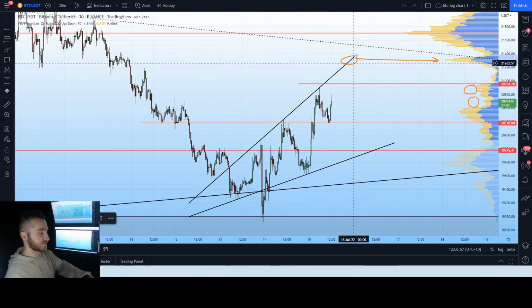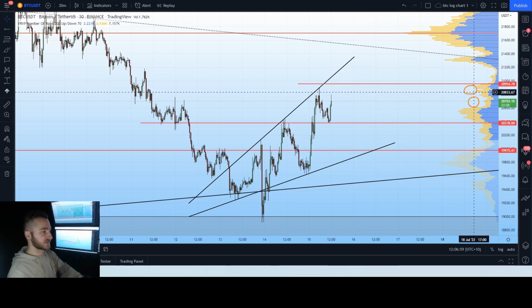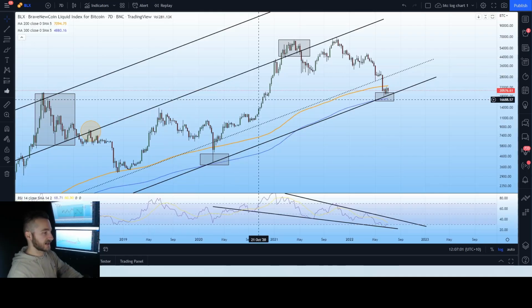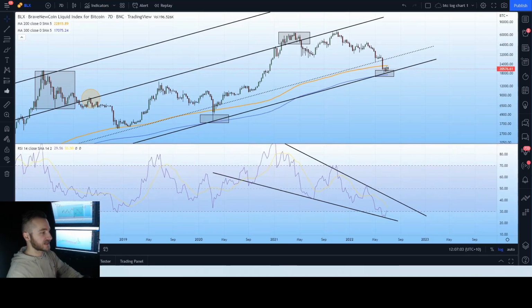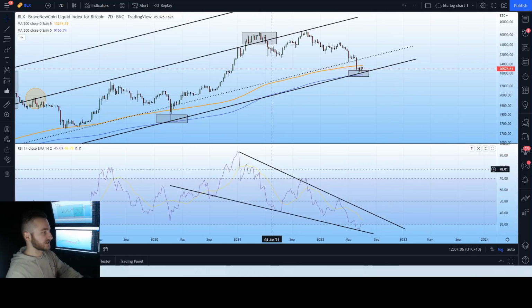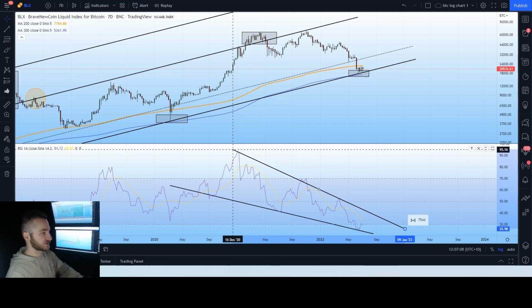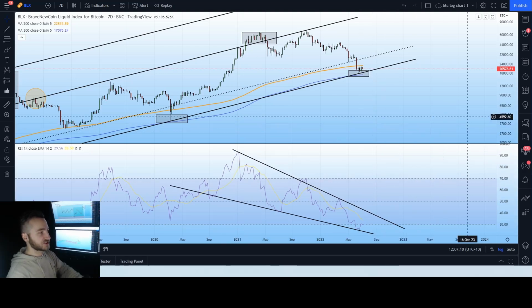Will this actually push up? It's hard to say for sure, but it is a possibility. So let's go ahead and take a look at our technicals, guys. And of course, Bitcoin is still in this macro descending wedge, or should I say falling wedge, descending wedge, what do you want to say, on the 7-day chart.